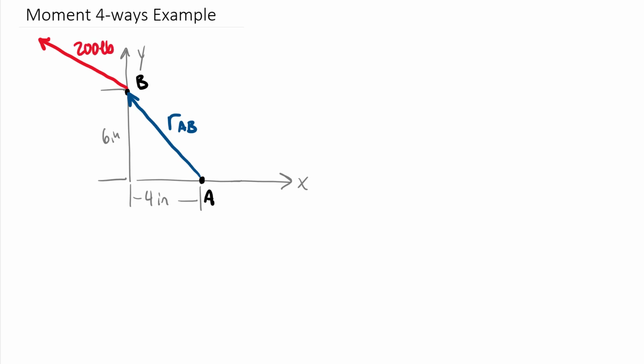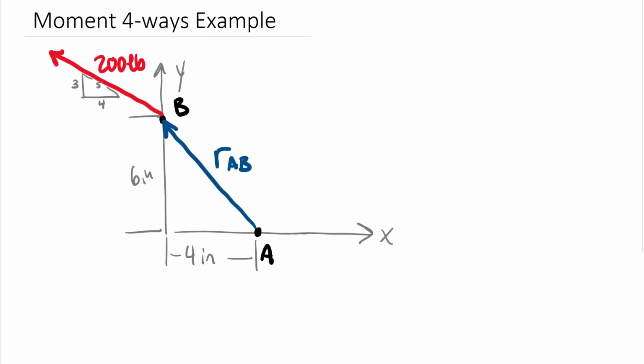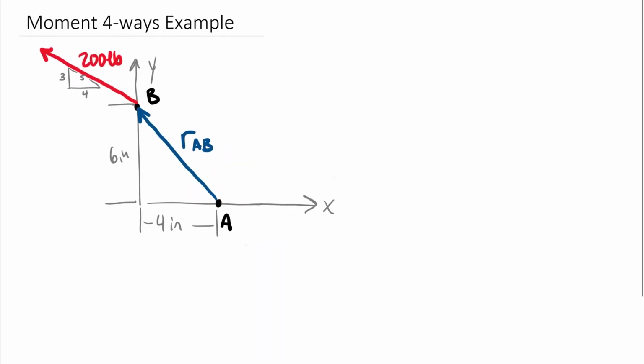This is a 200-pound force, and this 200-pound force is defined by an angle which is proportional to a 3, 4, 5 right triangle. So this would be the 3 side, this would be the 4 side, and the 5 side there along the hypotenuse. You could either solve for that angle if you wanted to, or you can just leave it as a 3, 4, 5. I'm going to leave it as a 3, 4, 5 because it makes our math a little bit easier to compute. So you may remember that there are 4 different ways we can compute this.